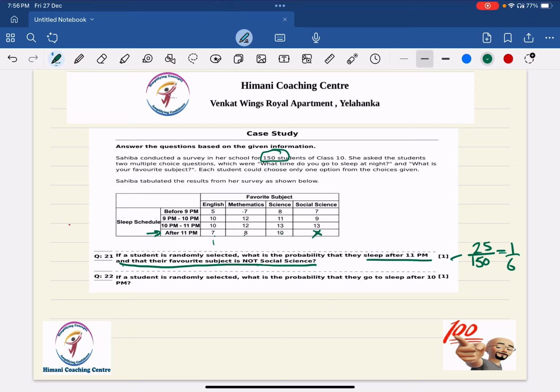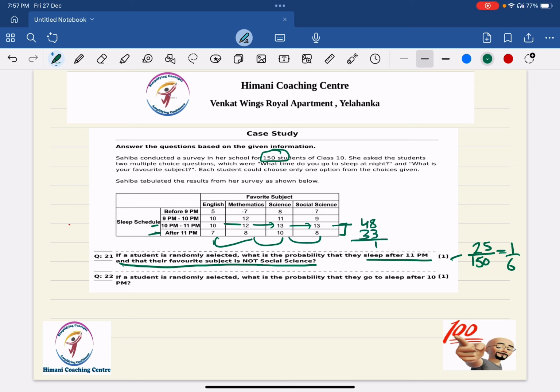Next question: if a student is randomly selected, what is the probability that they go to sleep after 10 p.m.? The number of students who go to sleep after 10 p.m. are here. See, 10 p.m. to 11 and after 11 p.m. So we have to add all of this. So 10 and 12, 22, then 35, then 13. So 35 and 3, 38, 48, and then 7 and 8, 15, 10, 25, and 8, 33.